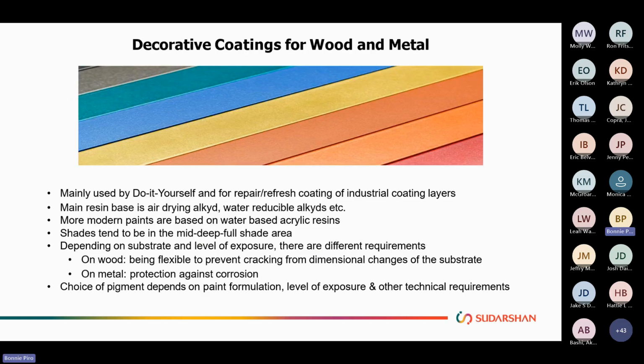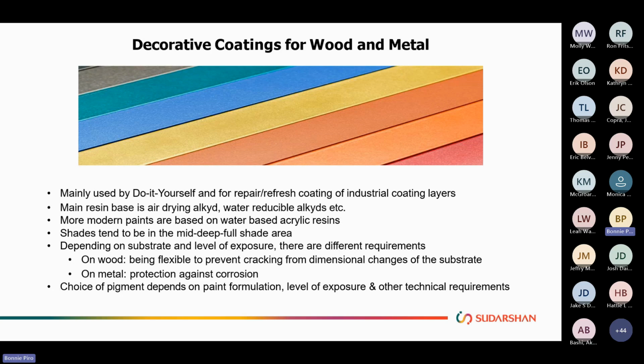Decoratives for both wood and metal. These find themselves mostly in a lot of the DIY type spaces for repairing or refreshing the coating. Different types of application areas from the resin side are found in these areas. In this kind of case, the shades do tend to be more in the mid shade or deep shade, or even sometimes the full shade areas. So good coverage is important in this space.